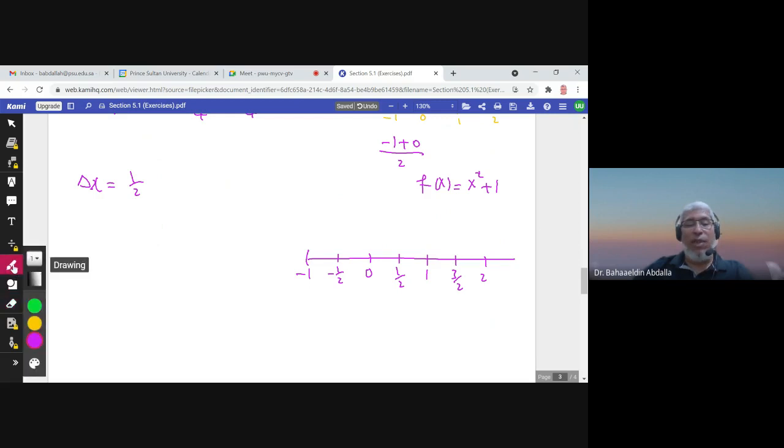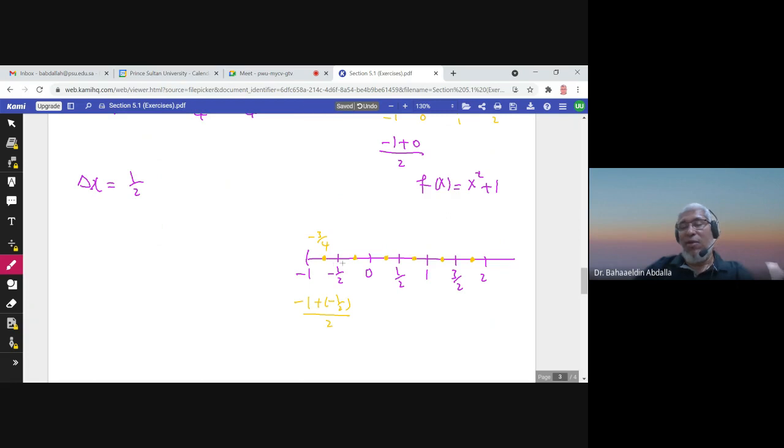And now I need the midpoints. So I need this one, this one, this one, this one, this one, and this one. Because the f of each of these midpoints would be the length of the rectangle. So what is the midpoint here between these two? Find the average. Negative 1 plus negative half over 2. Okay, so this is negative 3 over 2 over 2. It would be negative 3 over 4.